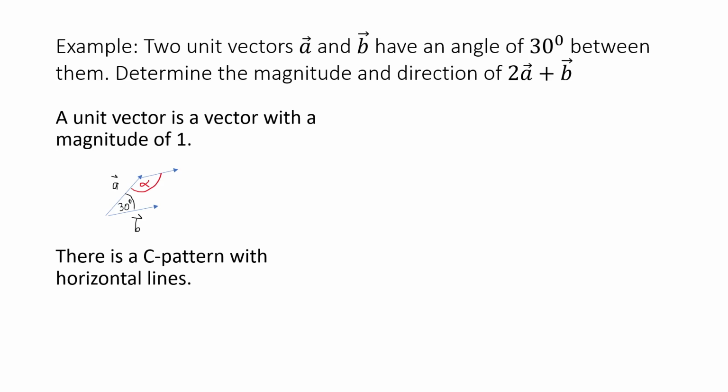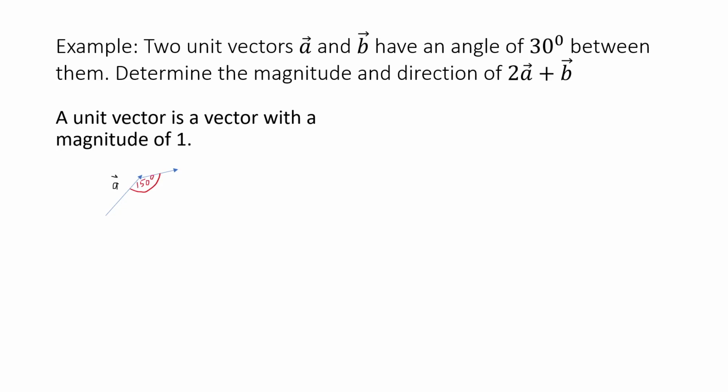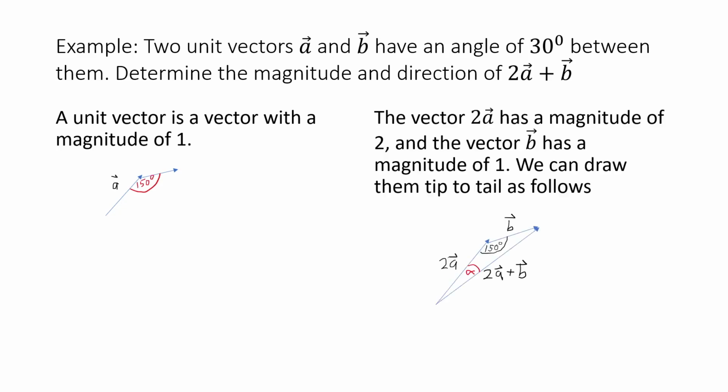Well, there's a C pattern between those horizontal lines. This polygon, we've created a C pattern here. And we know from earlier grades math that when you have a C pattern with parallel lines, the two angles inside that C add up to 180 degrees. So in other words, alpha is 150 degrees. So when we go to add these two vectors, we're going to be using 150 degrees in our calculations. So we put a 150 degree angle there.